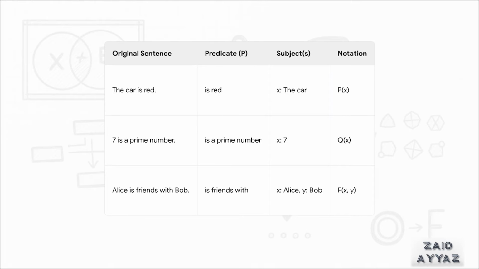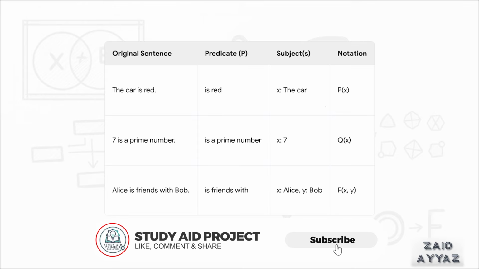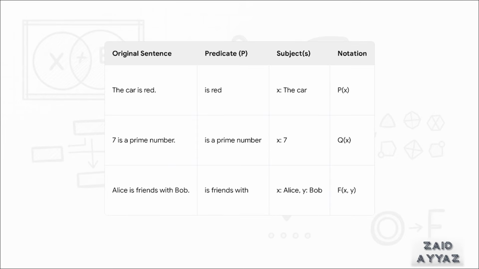Now, this structure is incredibly powerful because it lets us start breaking down regular everyday language. Take a sentence like, the car is red. We can split that into the subject, the car, which is our variable x, and the predicate, which is the property, is red. We can even handle multiple variables, like in Alice is friends with Bob. This is how we start to translate messy human language into the clean, unambiguous world of logic.